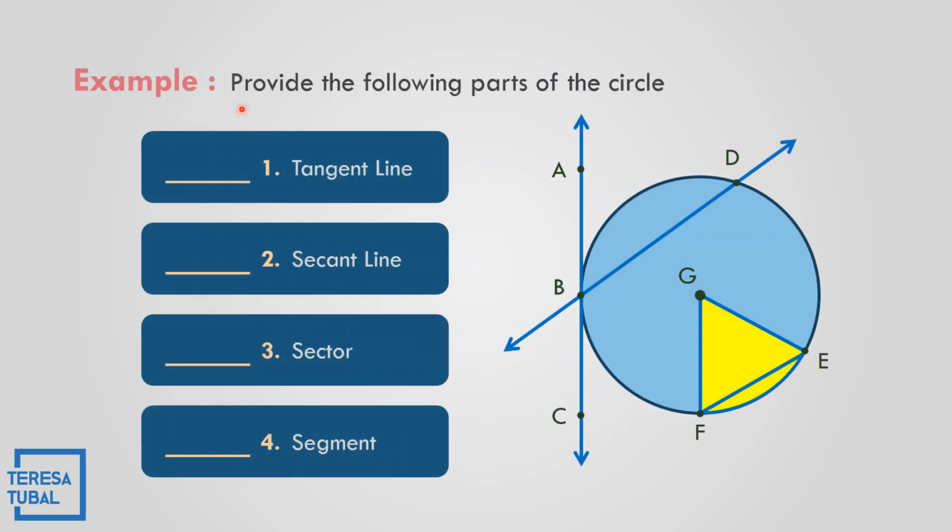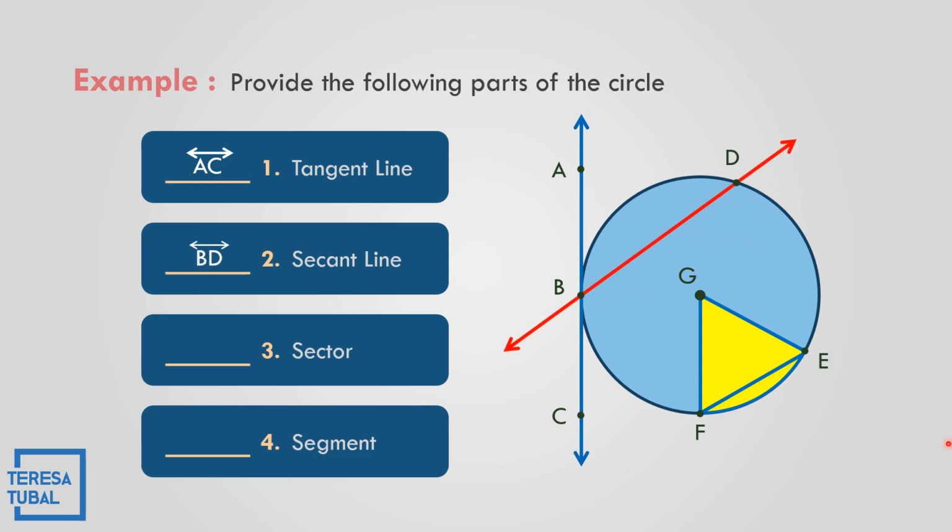So let us apply. Provide the following parts of the circle. Let us identify which among this figure is a tangent line. Nasaan kaya dyan yung tangent line? A tangent line has one point of intersection. Ito yun. So it means that is line AC. How about the secant line? It touches the circle at exactly 2 points. So this is the secant line. So that is line BD.